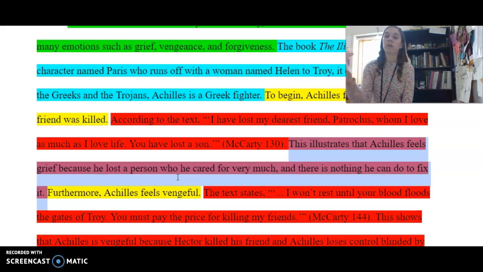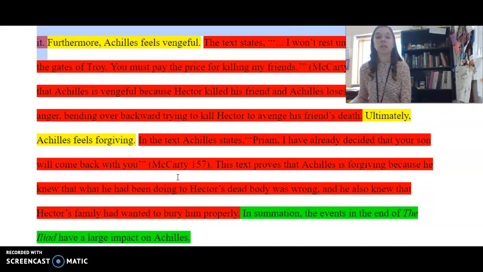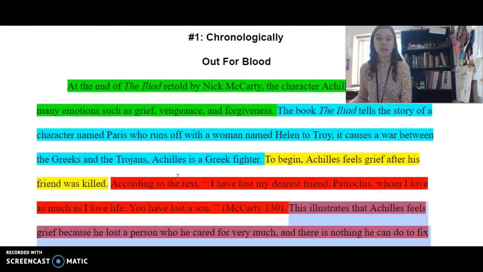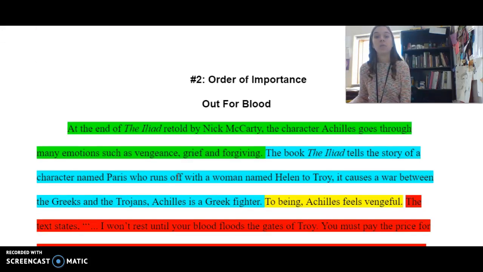It's not just putting them in order, right, necessarily, but you're saying, okay, this leads to this. Grief leads to vengeance. Vengeance eventually had him come back to his senses, and then led to forgiveness. So you really need to make sure you're describing that well. Okay? We're not spending much time on that one because I think we kind of naturally write that way. We're going to now move to order of importance.